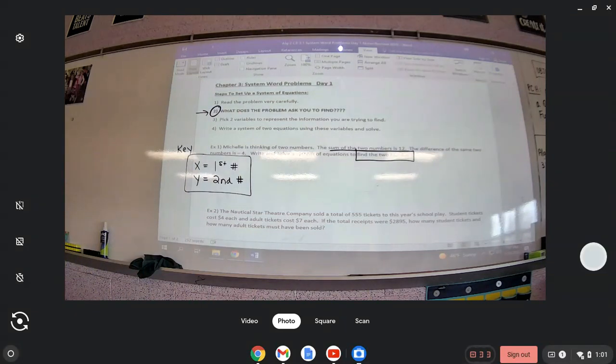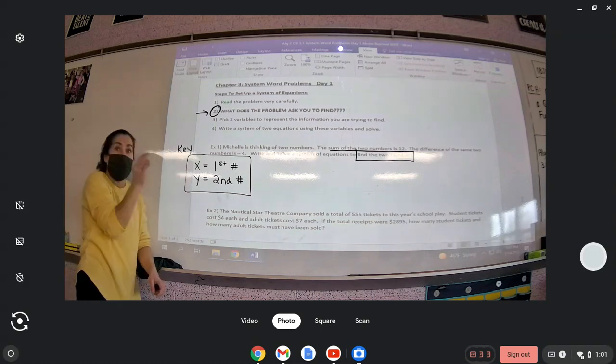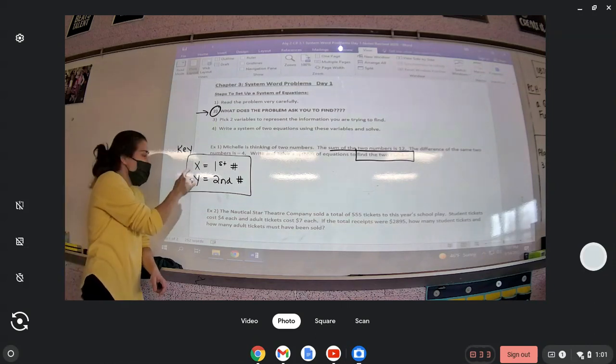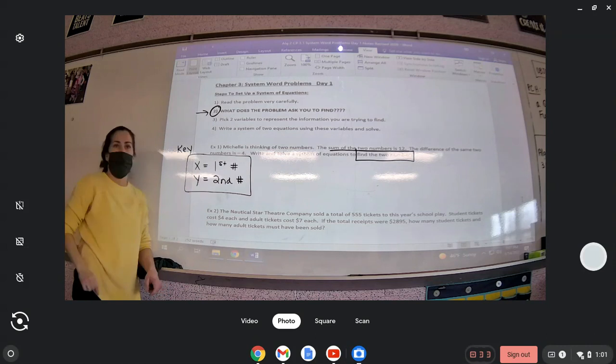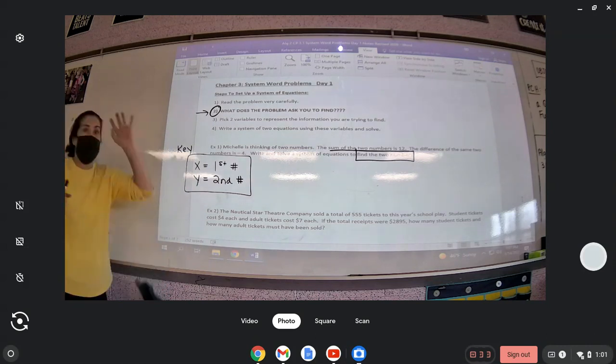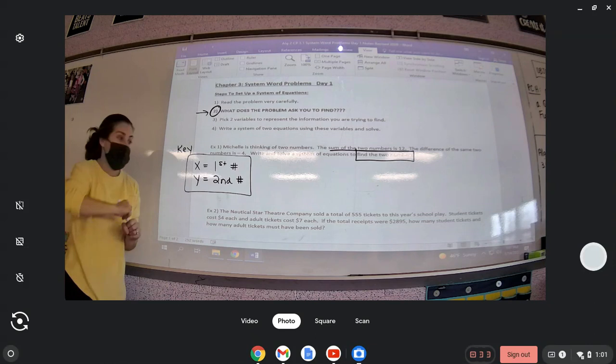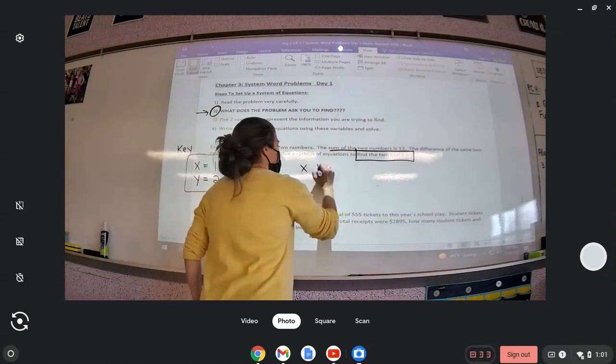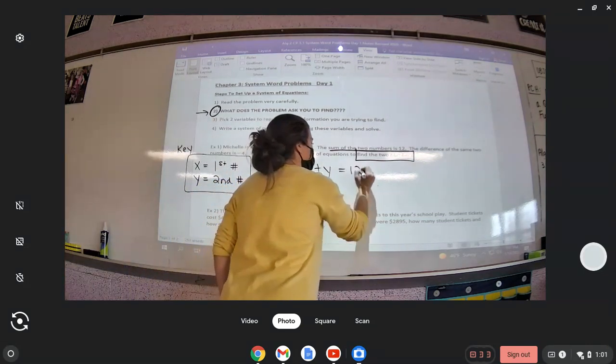What are you doing with it if you're summing it? Adding. So guys, these 2 numbers, X and Y, have to have a sum. They have to add to 12. What does that look like when you write it as a mathematical equation? X and Y have to add up to 12. Go ahead. Done. X plus Y equals 12.